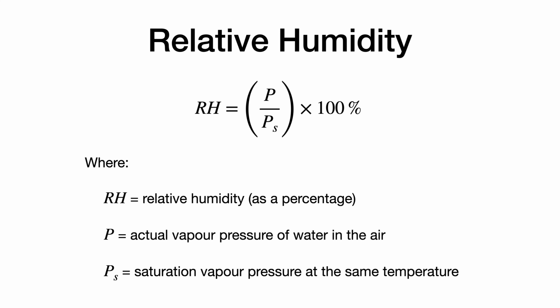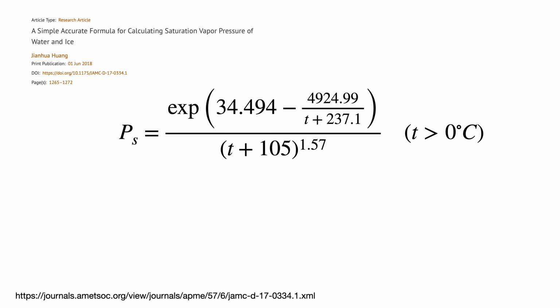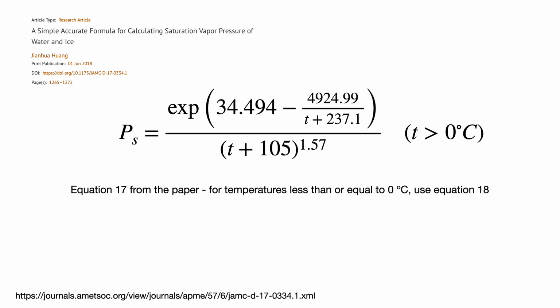Now, this saturated vapor pressure can actually be calculated, and I'll put a link through to the paper that shows you how to calculate this in the description. The link's on the screen now, and the equation is shown here. This is in fact equation 17 from the paper, and it works for temperatures above 0 degrees centigrade. If you want to go below 0 degrees centigrade, you use equation 18.